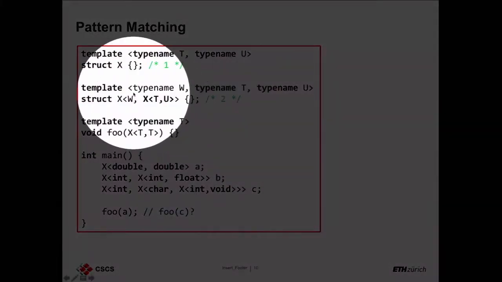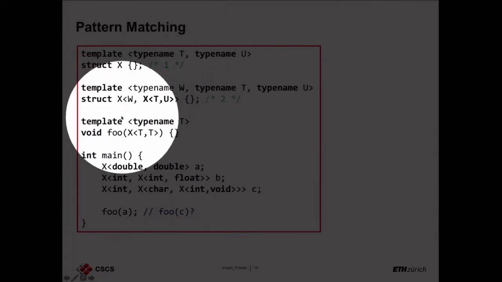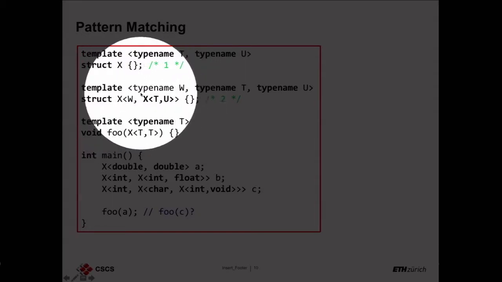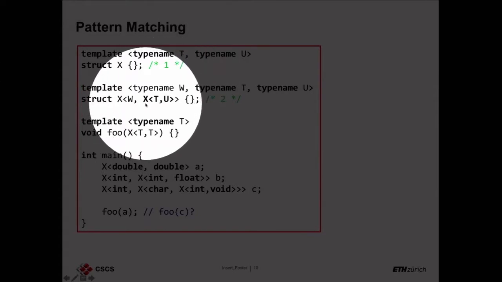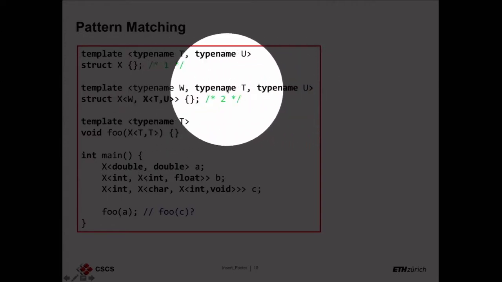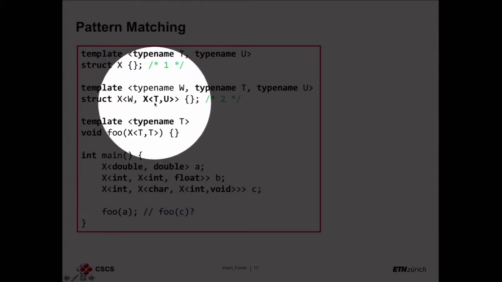So we have the same struct X as before, and now I want a specialization of my struct for the case in which the first type is just a type, but the second one is again an instantiation of X with T and U. So I have 3 template arguments here, W, T, and U, and this matches something which has a type W and then an X with a T and a U.